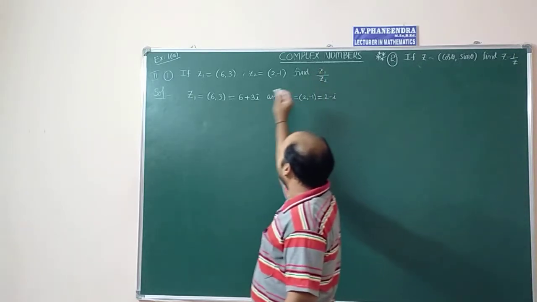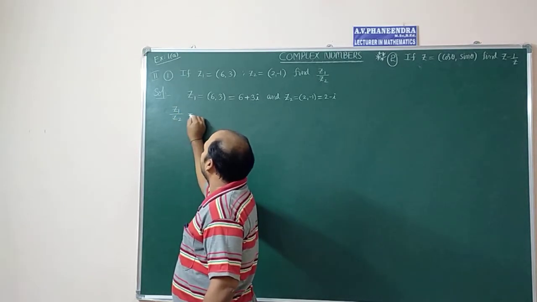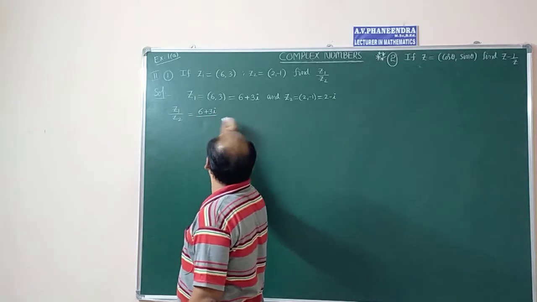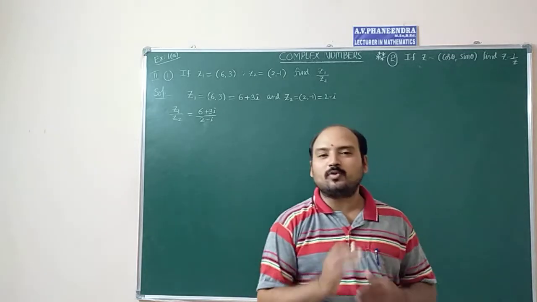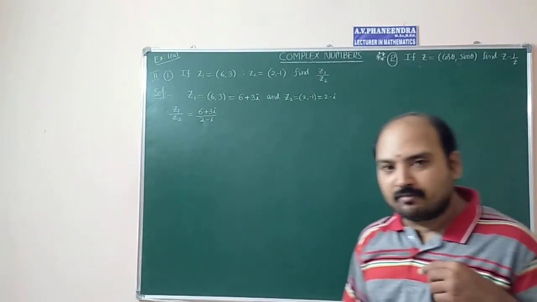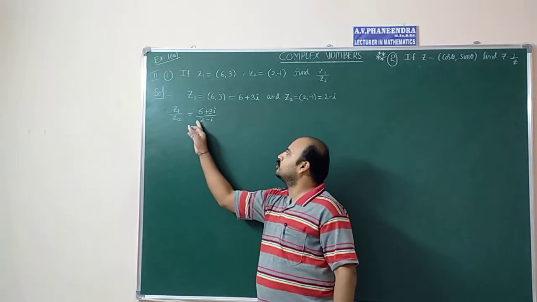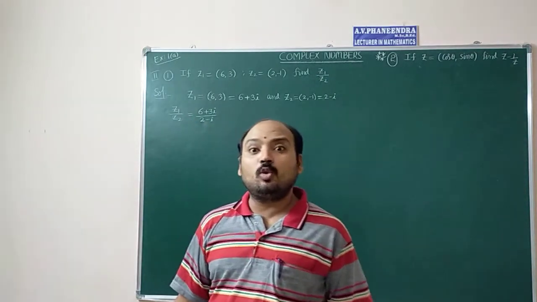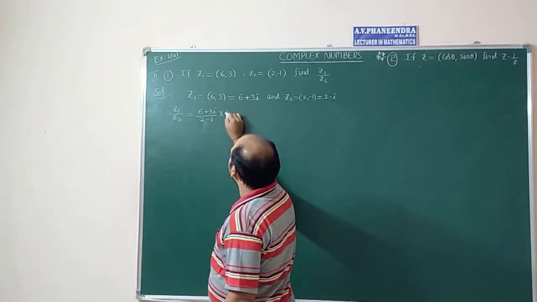Now write that Z1 by Z2. Z1 by Z2 equal to 6 plus 3I divided by 2 minus I. After that, how to proceed? So making into a single complex number, multiplying and dividing by the complex conjugate of 2 minus I. 2 minus I complex conjugate is what? 2 plus I. So multiplying and dividing by 2 plus I.